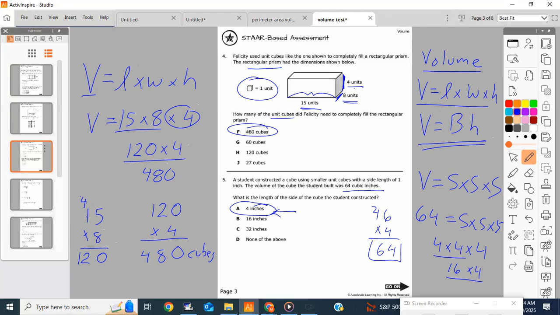If you had tried 16, 16 times 16 would have been way bigger than 64, because even 10 times 10 is already 100. 16 times 16 will be much more than that. And then we multiply 16 again. So this one is kind of a guess and check problem. This one is a little bit challenging, but that's the way that we're going to approach that problem.